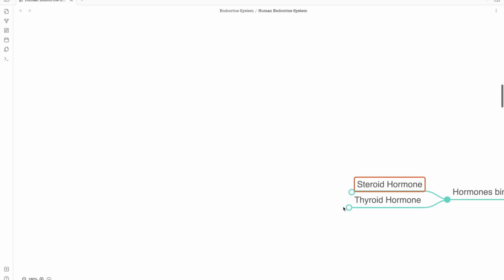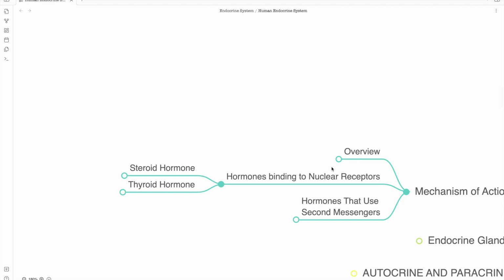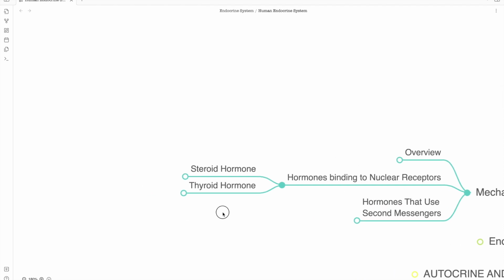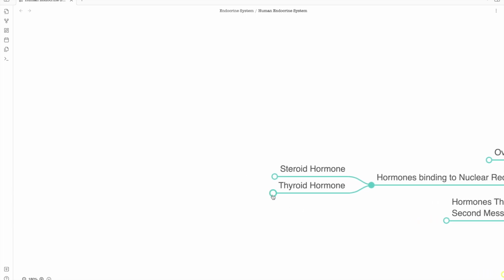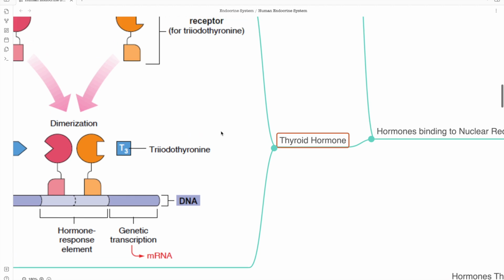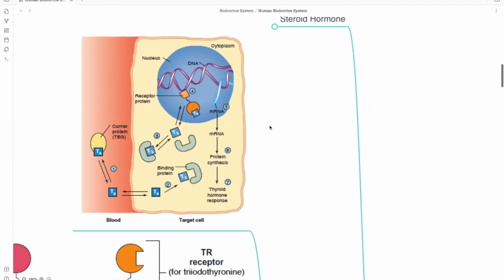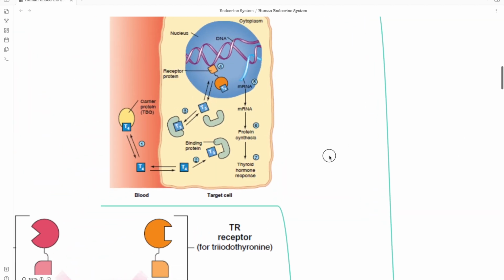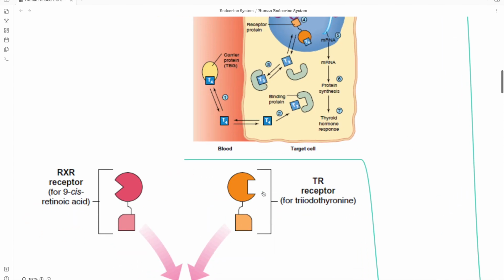Now let's see about the thyroid hormone. Remember this, both the steroid hormone and thyroid hormone are taking the nuclear receptors. So they are the hormones that bind with the nuclear receptors. Now let's see about the thyroid hormones. For simplicity, let's first talk about the receptor or the hormone response element for that.